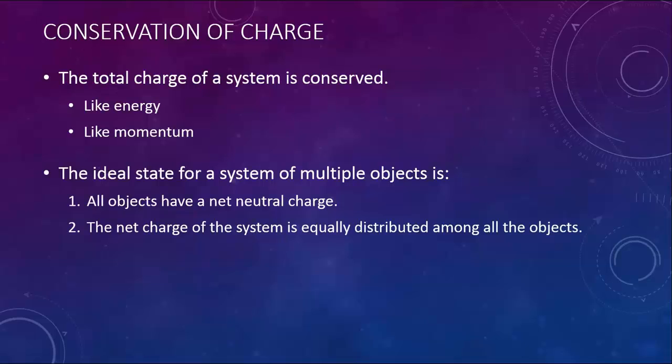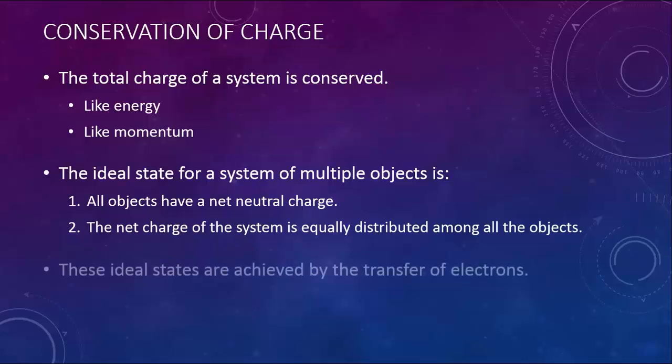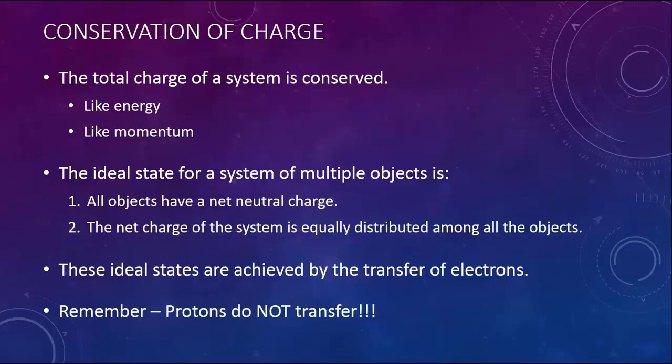So rather than having many neutral objects and one that is very, very negative, it would be more ideal to have that really negative charge just spread out evenly among all the objects. These ideal states are achieved by the transfer of electrons, and as you would expect, they're going to transfer from objects of higher concentration of electrons to objects of lower concentration of electrons. Throughout this discussion, it's going to be very important for us to remember that protons do not transfer from one object to another, only electrons.